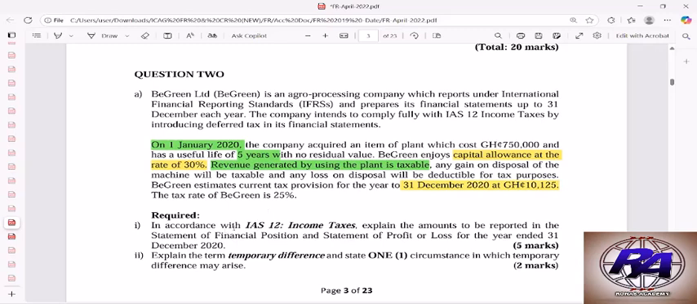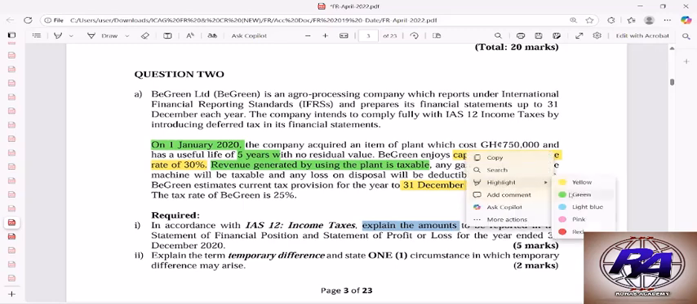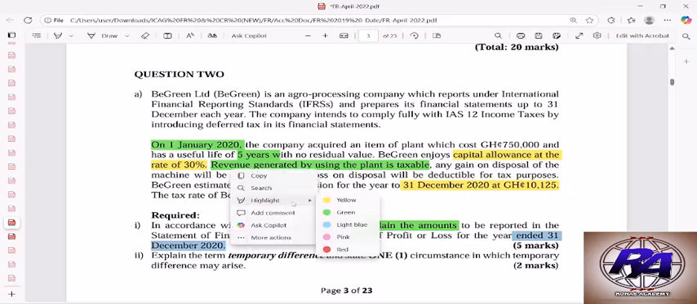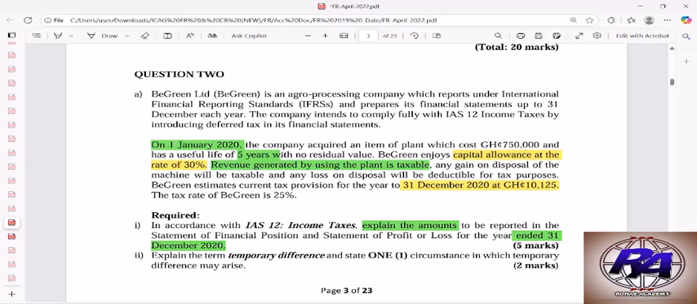Now let's look at the requirement. In accordance with IAS 12, income tax is explained. So the word is explain. They didn't say account or compute. That means whatever you do, you must be giving notes on it to get your full marks of 5. So once you are giving us the calculations, add some notes to it. Explain the amount to be reported in the statement of financial position and the statement of profit or loss for the year ended 31st of December 2020. So this is another important date, and you compare with the first date that we saw, the January 2020.